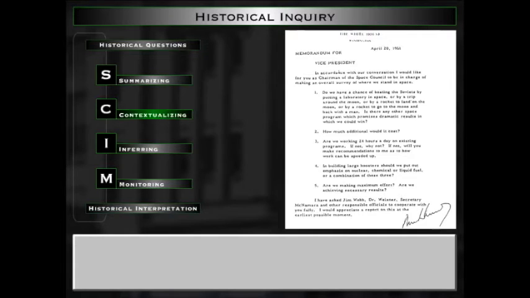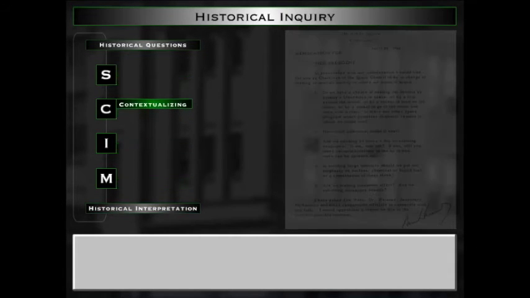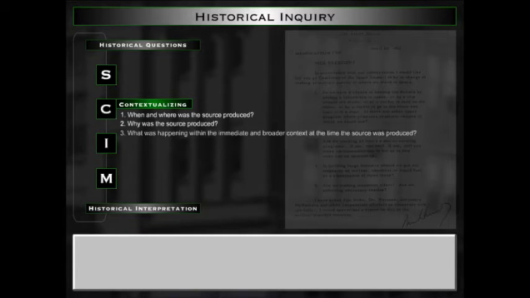While engaging in the SCIM strategy phase of contextualizing, you should work to answer the four analyzing questions associated with the contextualizing phase. Specifically, when and where was the source produced? Why was the source produced? What was happening within the immediate and broader context at the time the source was produced? And what summarizing information can place the source in time and space?